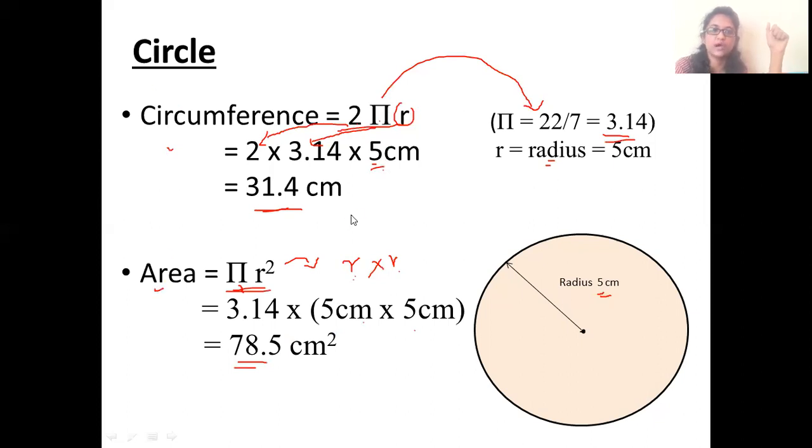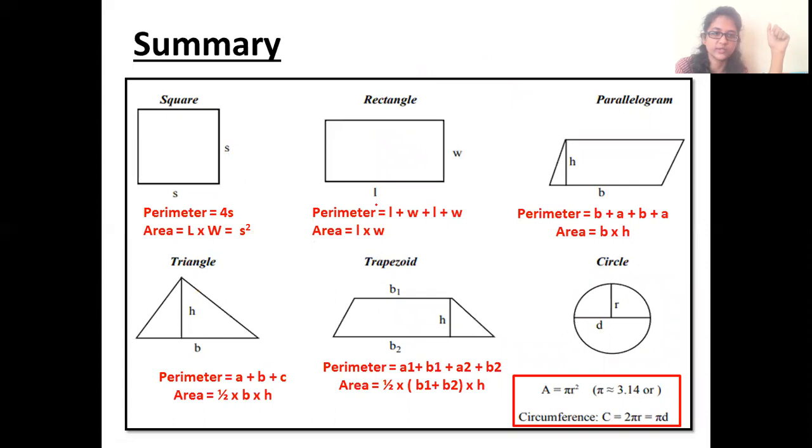Now this is the summary. As you can see here, the perimeter and the area for each and every 2D shape. Hope you understood how to find the area and the perimeter for each and every 2D shape.